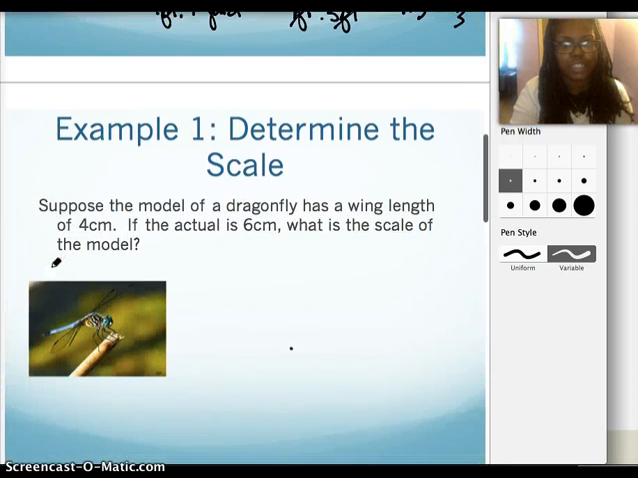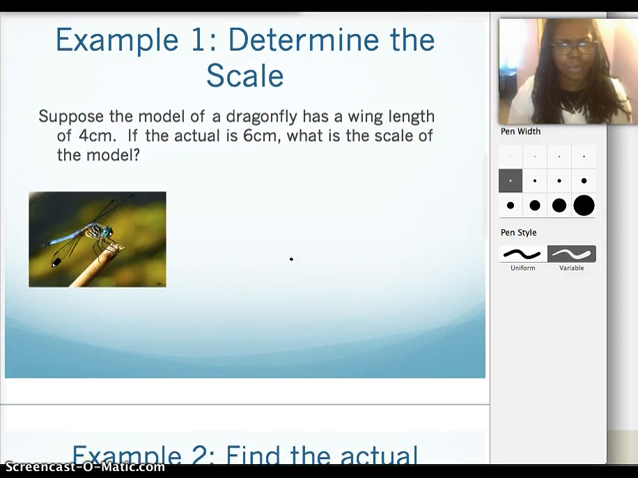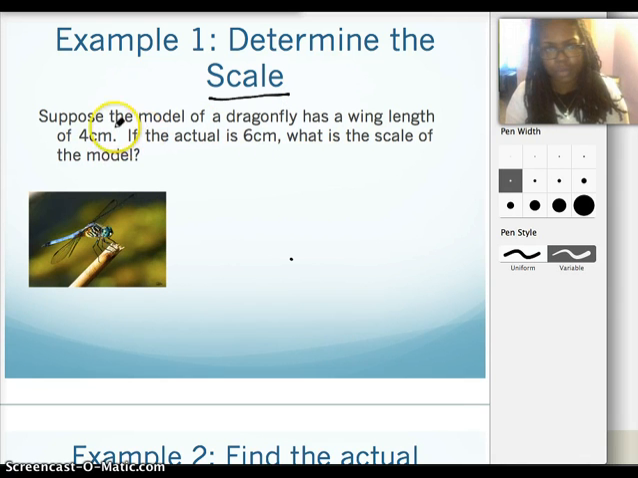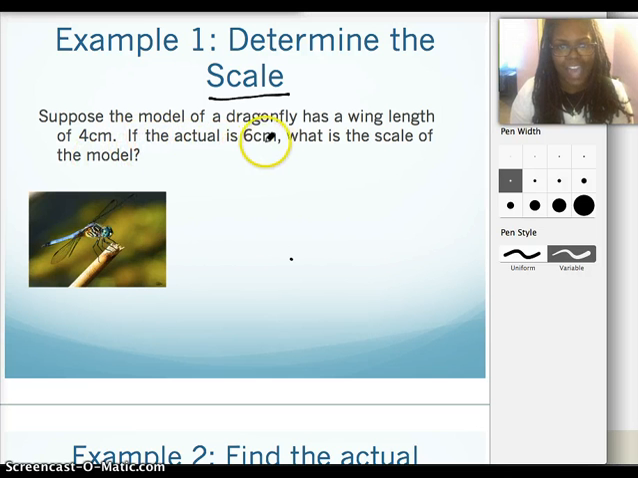Let's take a look at the first example here. In this problem, we're going to be determining the scale. Remember that scale is just figuring out what to what we're dealing with. Suppose the model of a dragonfly has a wing length of 4 centimeters. So this is the model. If the actual length of the dragonfly's wing is 6 centimeters, what's the scale of the model? Here's what we do. We do 4 centimeters to 6 centimeters, right?